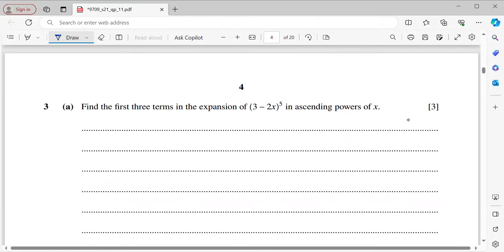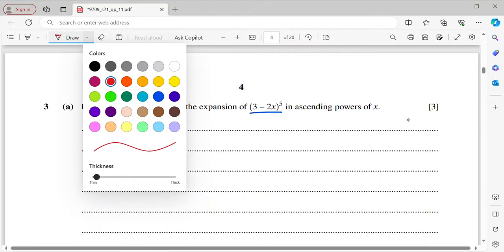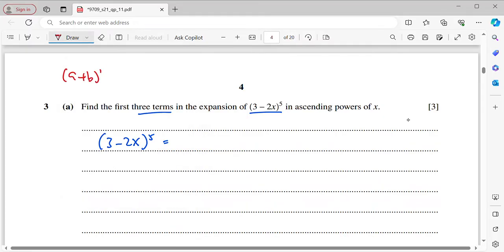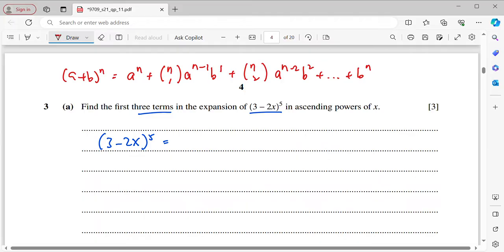Okay, 3a. Find the first three terms in the expansion of (3 minus 2x) to the power 5 in ascending powers of x. So now (3 minus 2x) to the power 5. Okay, this one you have to use the binomial expansion, which is (a plus b) to the power n. It will be a to the power n plus nC1, you can write in this form or just write C, then a to the power n minus 1 times b to the power 1, plus nC2 a to the power n minus 2 b squared, plus until b to the power n.